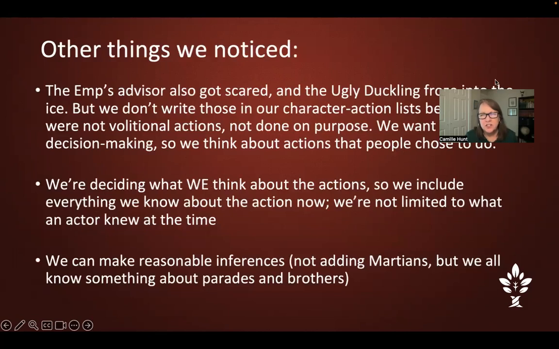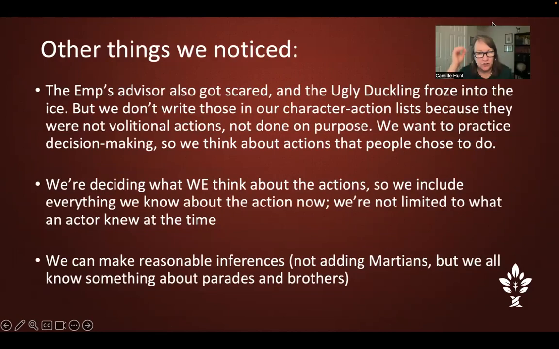So just as a note for issues for the rest of your Lost Tools adventures, here are the other things we noticed. These are some other things that happened. The emperor's advisor got scared. The ugly duckling froze into the ice. But we don't write things like that in our character action list because they were not volitional actions. They were not done on purpose. We want to practice decision making. That's the point of these essays. And so we think about actions that people chose to do.